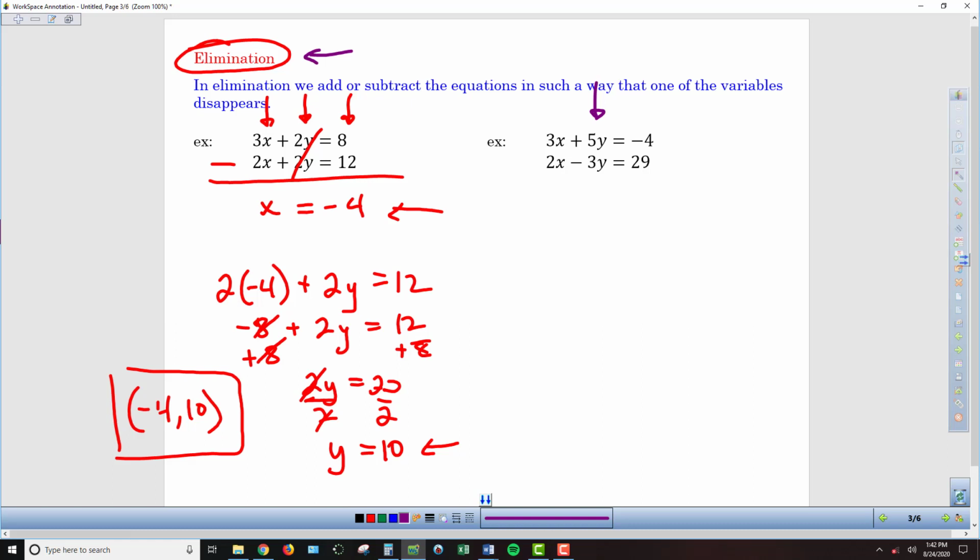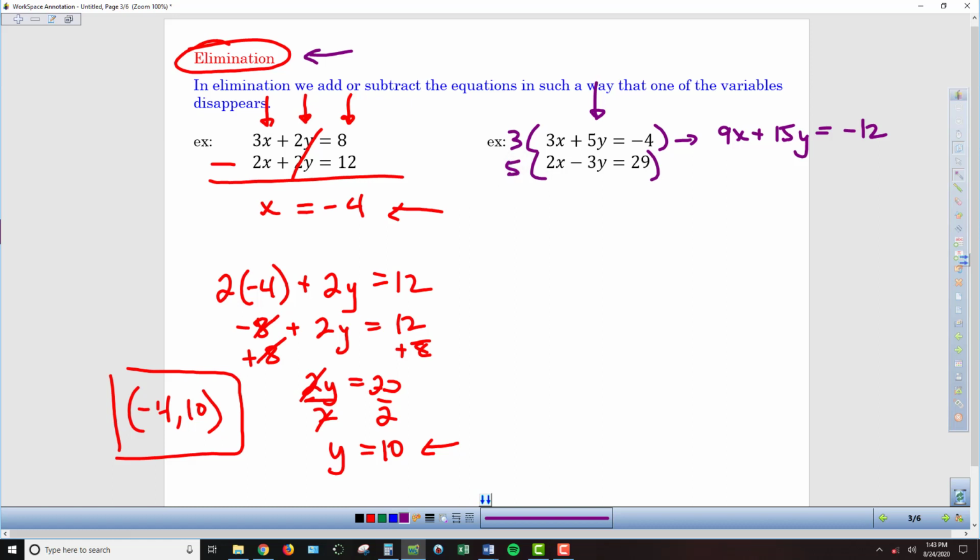And so we have to find a number that both 5 and 3 divide into evenly. Hopefully without too much trouble, we can figure that out. It's 15. So that means I need to multiply this top equation by 3. And so if we do that, I'm going to get 9x plus 15y equals negative 12. I just have to make sure that I multiply everything in that equation by 3, and then I'm going to have to multiply this bottom equation by 5.